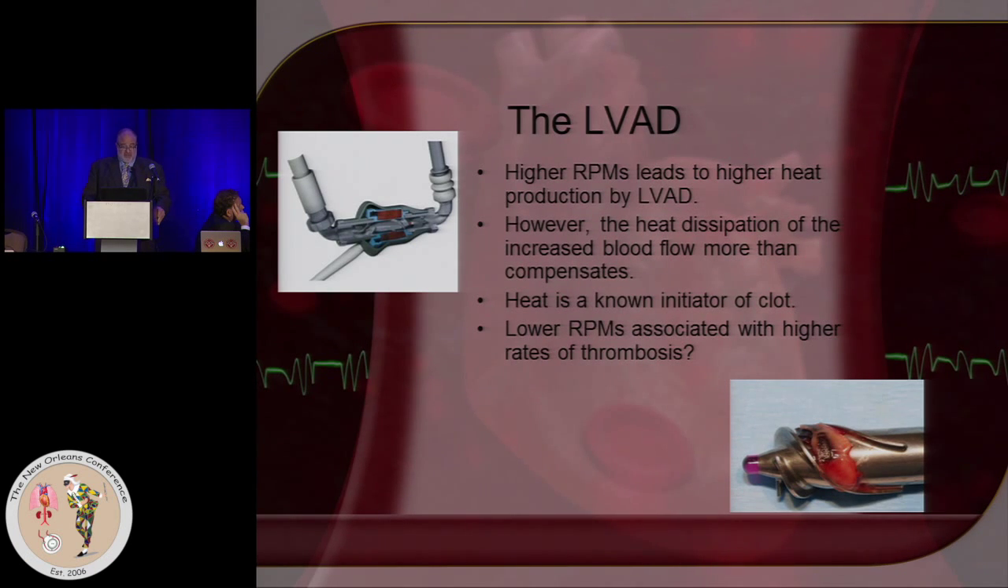So there's reason to think that if you have higher RPMs, there's going to be greater washout and therefore lower thrombus rates. But we don't know that for sure. Not enough data yet.